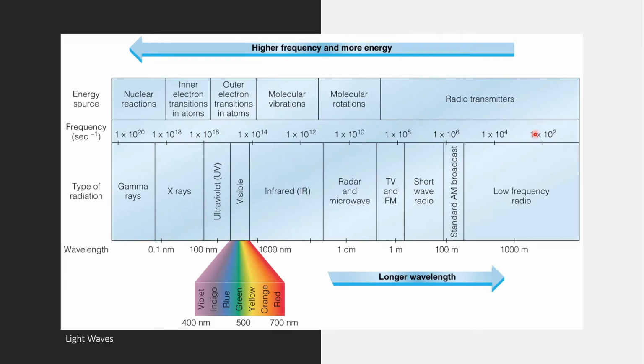Wavelength was much larger for the radio waves and much lower for the nuclear reactions or the gamma radiation or the X-rays, right? And that's how we're using them, right? And that usually means that the higher frequency it is, the more energy is being transferred.